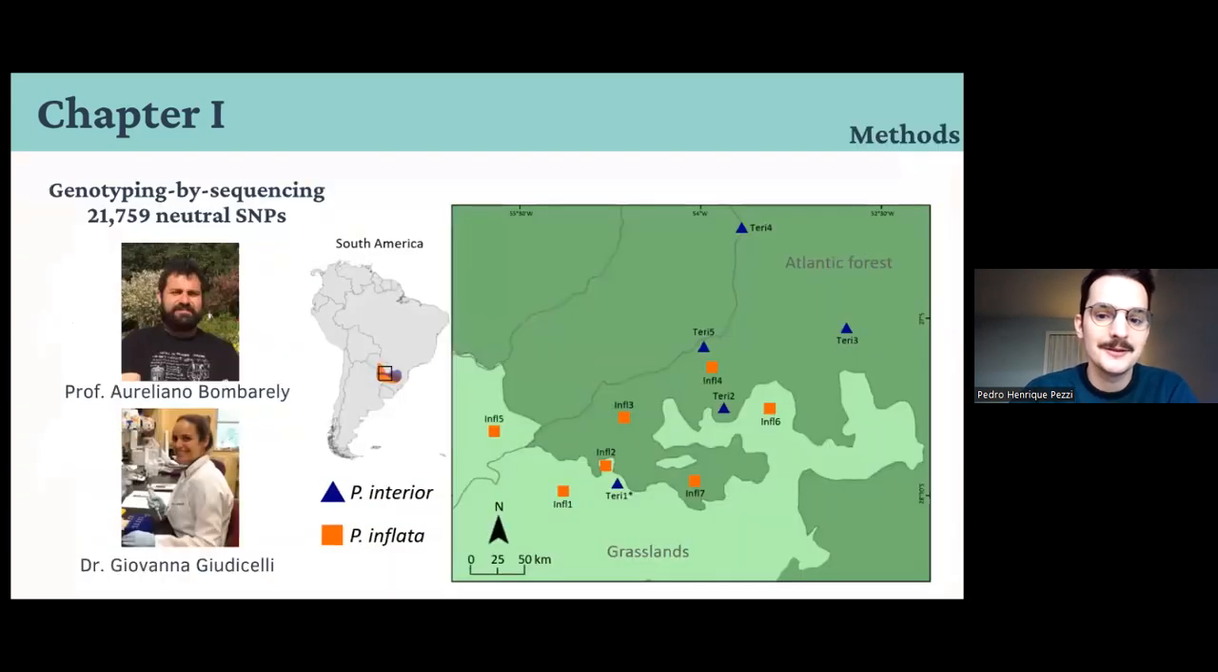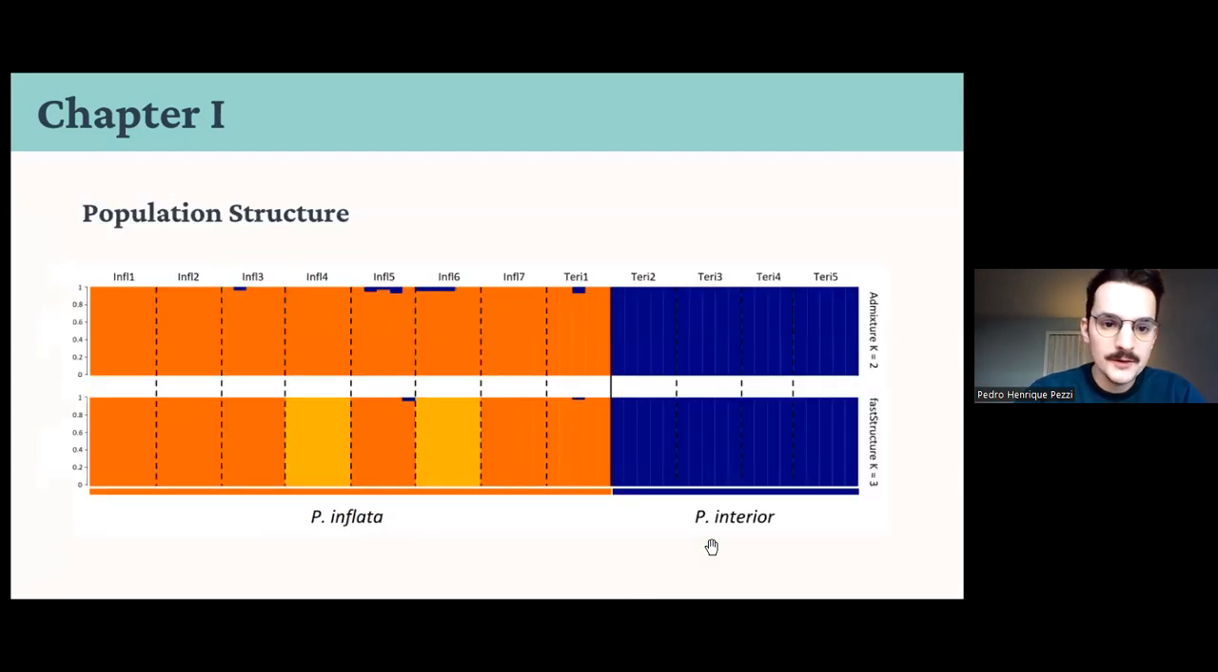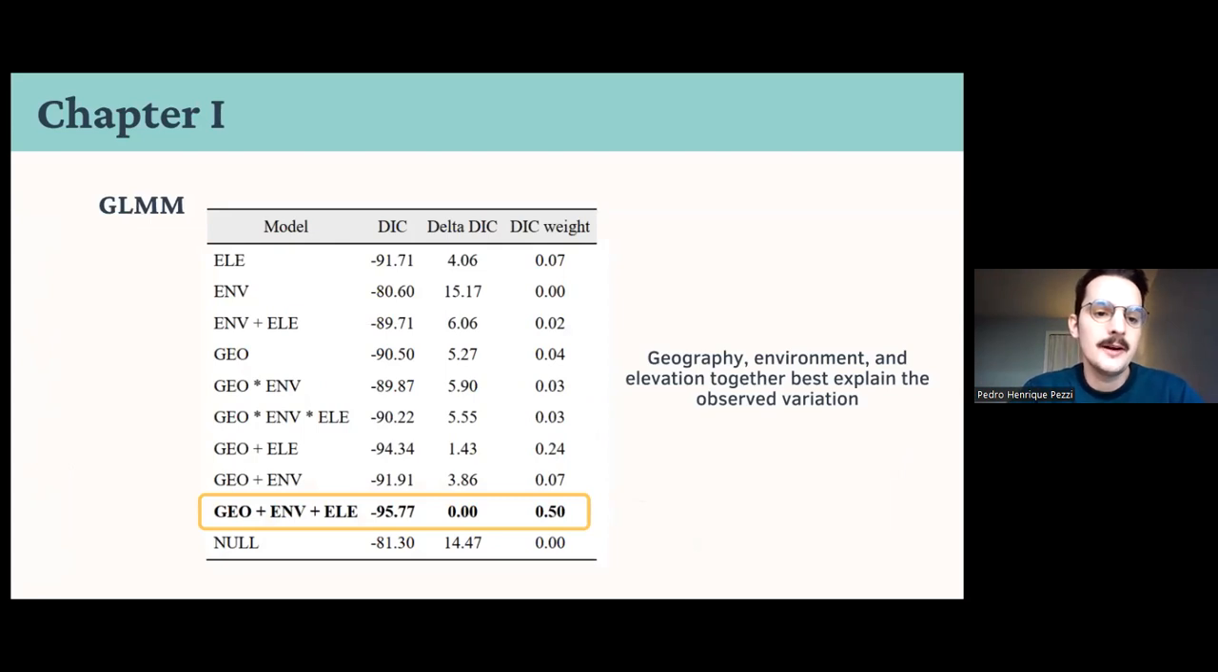Before I go to that part, it's interesting to see here that this area of Atlantic forest and the grasslands have different biomes, so they have different environmental conditions. There's also an elevation difference here. The Atlantic forest, this region here on the north part, has more elevation than the grassland area. So we used elevation, environmental conditions, and geographical distance, trying to see if they could explain the genetic differentiation of these populations. And what we saw in the GLMM analysis is that a combination of geography, environment, and elevation best explains the genetic differentiation of these populations.